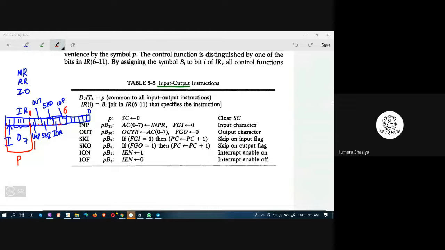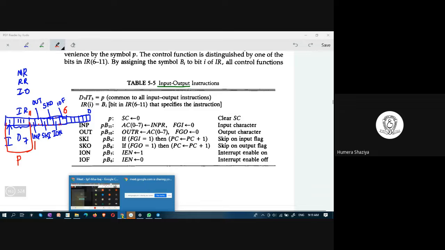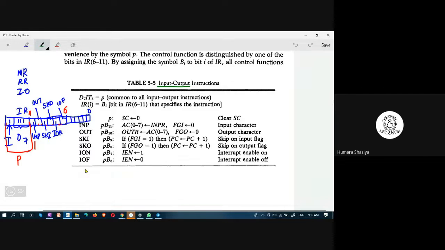Okay, INP is executed when this 11th bit is 1. Okay, this 11th bit is having a value 1. All the other bits are having zeros. Here you should have 0, 0, 0, 0. Everywhere 0, 0, 0. Only this 11th bit should be 1. Then this input instruction is executed.